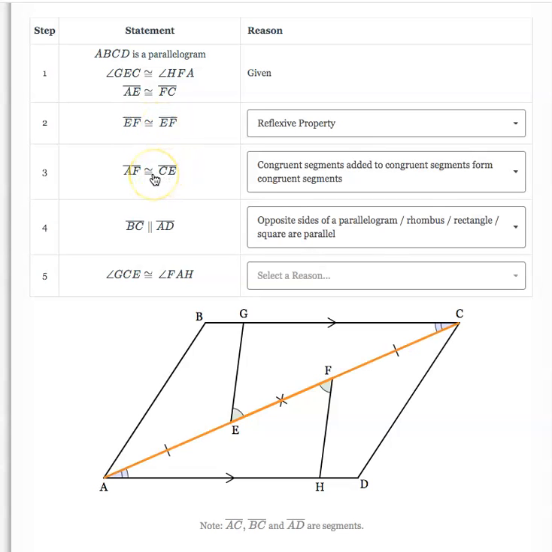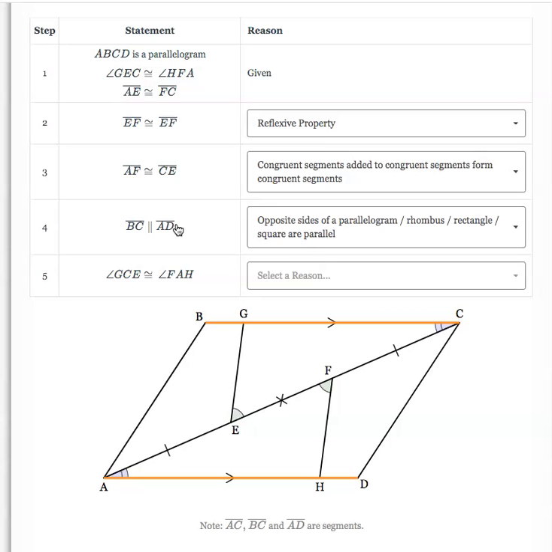Next, AF is congruent to CE. Let's look at the parts that were given to us. AE congruent to FC, and the little part here, EF congruent to EF. So hopefully what you can see is we have two segments that are congruent, and we're adding congruent segments to those. So the reason that AF is congruent to CE is because congruent segments added to congruent segments form congruent segments.